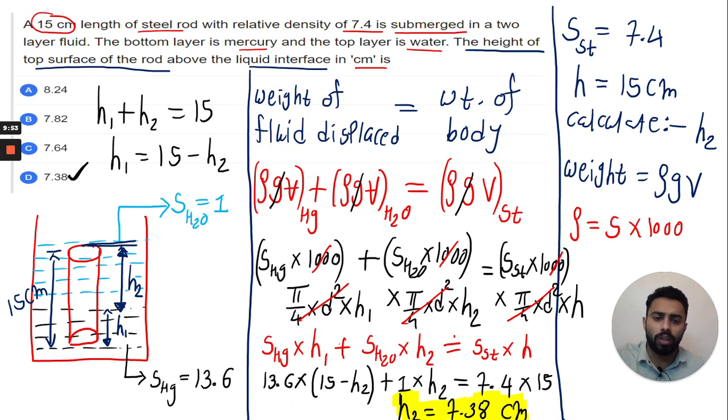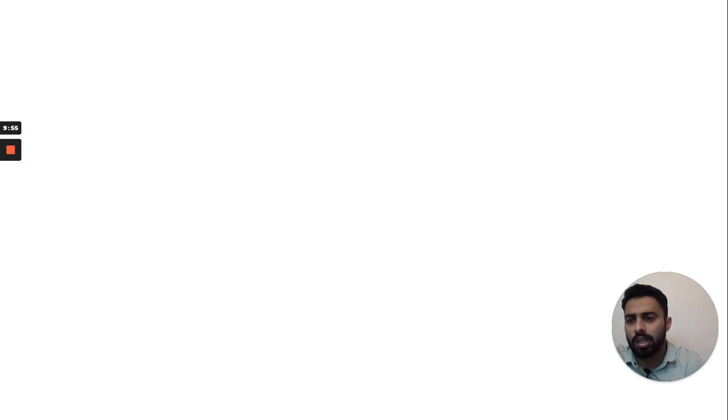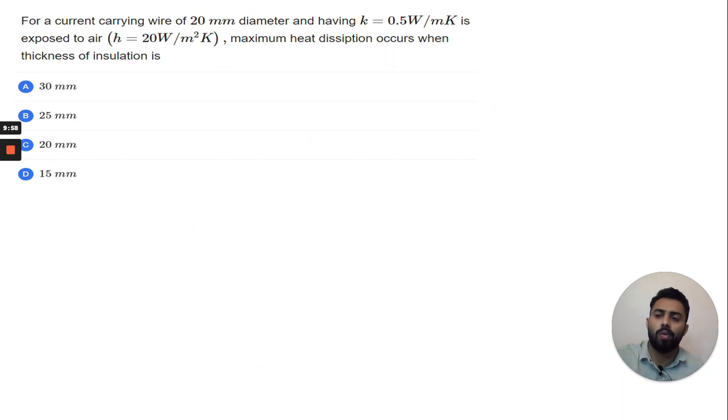So we will move to the next question, which is this. What is asked in this question? This question is from heat transfer, and let me read this question so we will understand it one by one. For a current carrying wire of 20 diameter having conductivity 0.5 and exposed to the air whose heat transfer coefficient, that is h, is given, which is 20, maximum heat dissipation occurs when the thickness of insulation is, means we have to calculate the thickness of insulation.